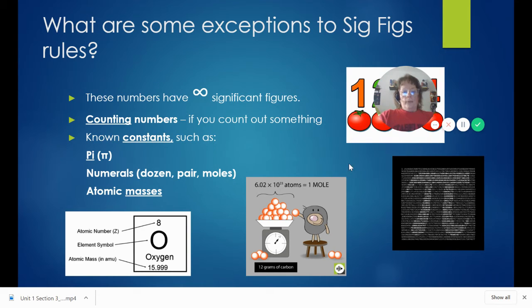All right, exceptions to Sig Fig rules. The numbers that have infinity significant figures, like counting numbers, if you count out something, known constants such as pi, you know, that can go on forever. Numerals like a dozen, a pair, and we'll talk about moles later, and atomic masses. So those are things that pretty much have an infinity number of Sig Figs.